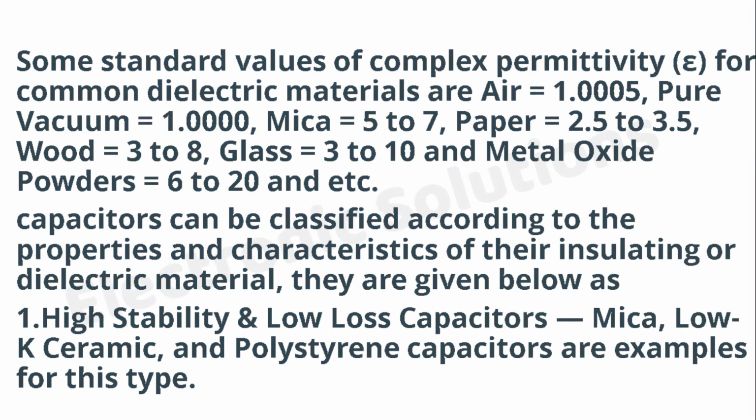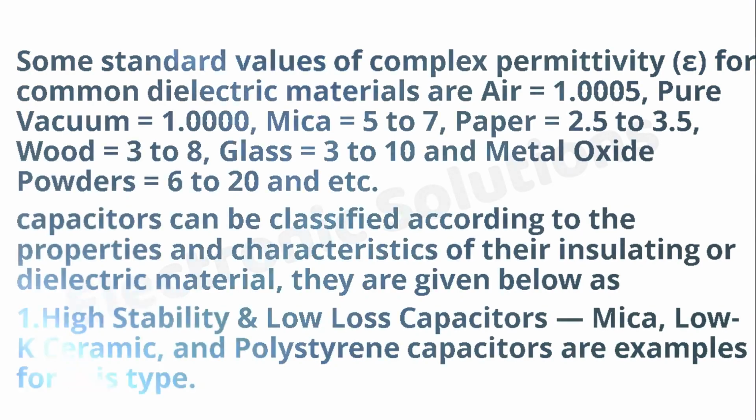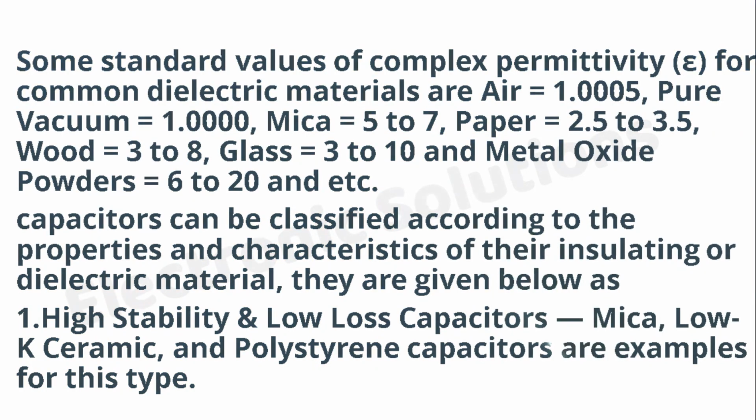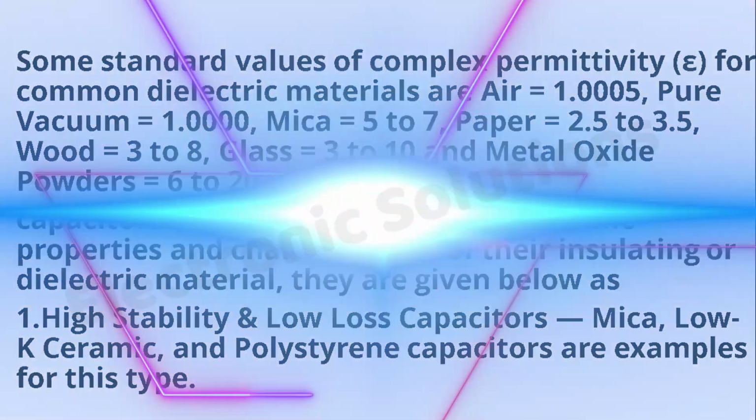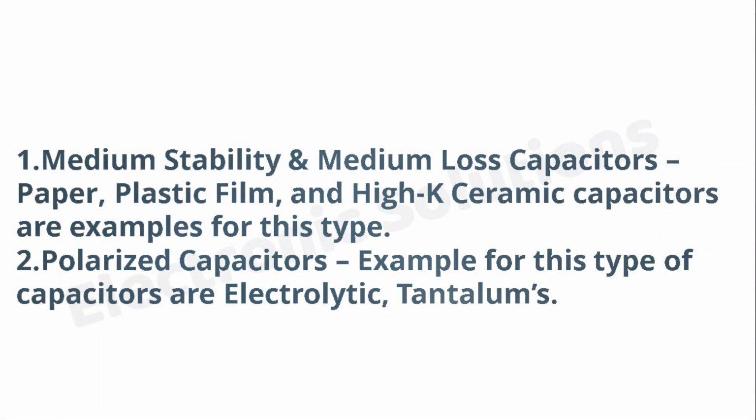Capacitors can be classified according to the properties and characteristics of their insulating or dielectric material. They are given below. High stability and low loss capacitors: mica, low-K ceramic, and polystyrene capacitors are examples for this type. Medium stability and medium loss capacitors: paper, plastic film, and high-K ceramic capacitors are examples for this type. Polarized capacitors: examples for this type of capacitors are electrolytic and tantalum.